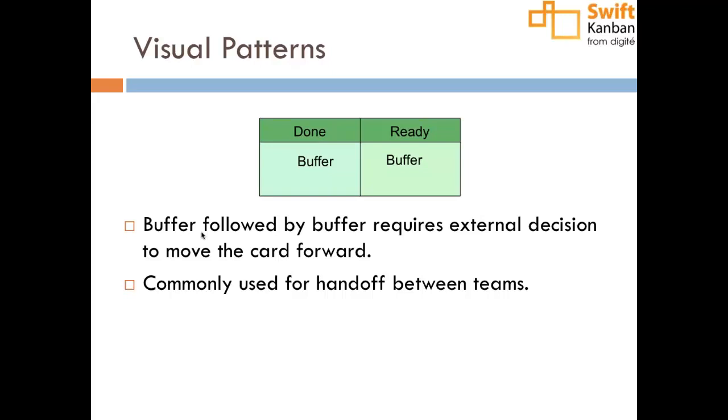So when you have two buffer columns, the move from one to the other is a decision point or selection point. Similarly, between backlog and ready, there is a grooming process that goes on. There is a selection process that goes on. Here, between done and ready, one team is finished, and the other team is now committed to taking up the work.